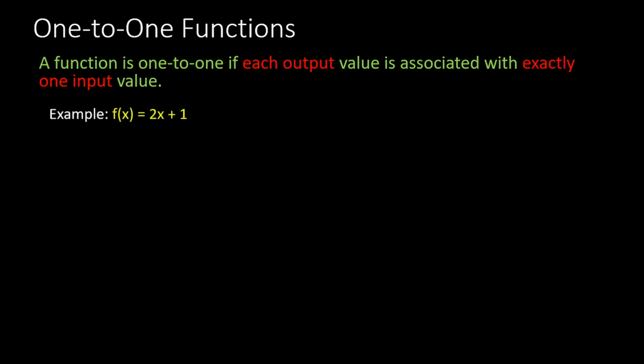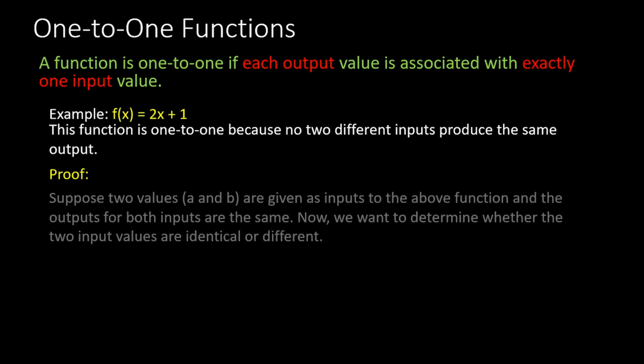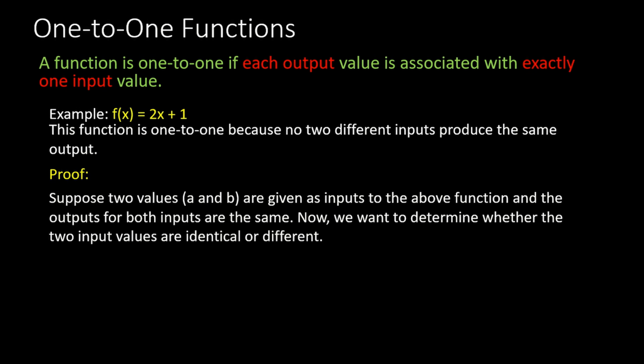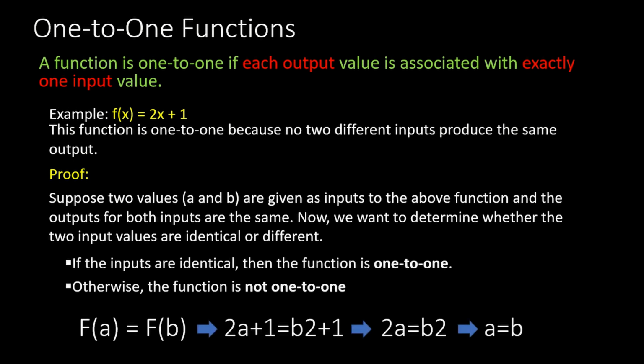For example, take the function f(x) equal to 2x plus 1. This is a one-to-one function because no two different inputs give the same output. To prove this, let's assume two inputs, like a and b, produce the same output. So f(a) equals f(b), that means 2a plus 1 equals 2b plus 1. If we simplify this, we get 2a equals 2b and finally a equals b. Since a must equal b, it proves the function is one-to-one.